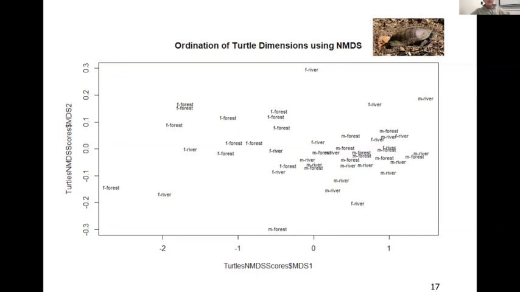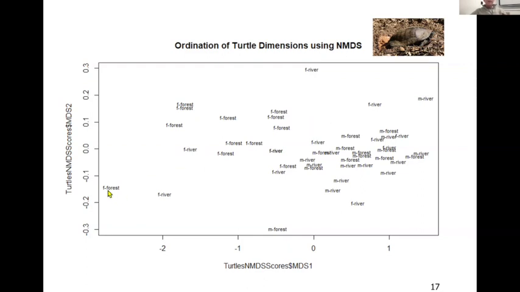I've never published an ordination where I actually include the axes, like axis labels and numbers on the axes, because as I was saying, the actual numbers on those scales don't matter to us, which sounds totally weird, but it's true. What really matters to us is that turtles that are close together, points that are close together, are very similar with respect to those quantitative variables that went into the distance matrix. And turtles that are far apart are super different.